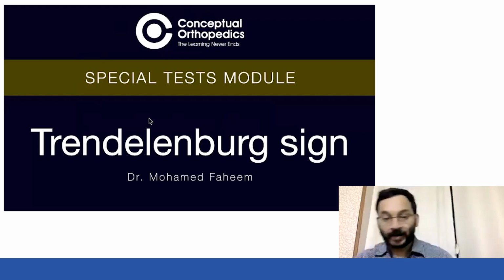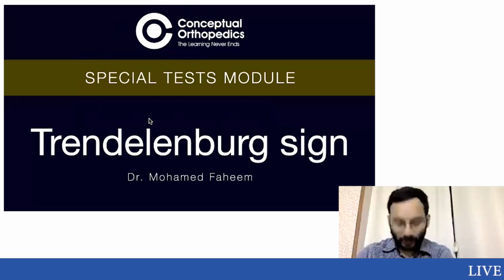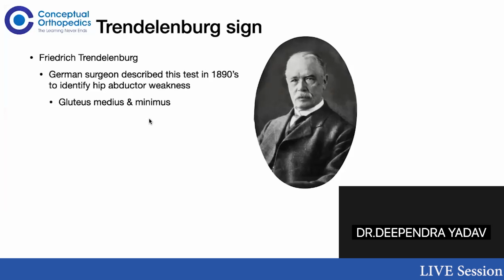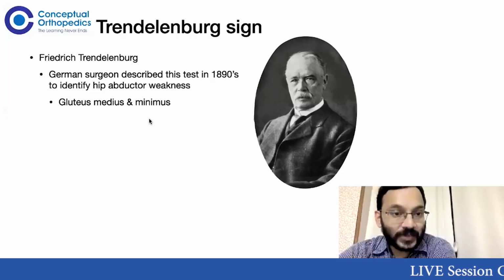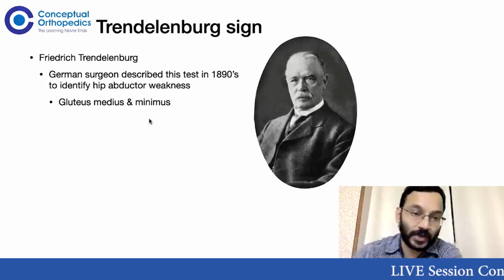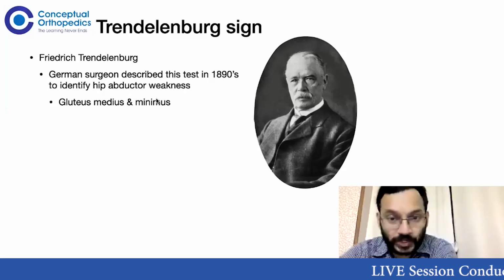Okay, fine. So, say Trendelenburg sign. Trendelenburg has significance because he's a German surgeon who found out a lot of different things. Back in 1897 is when Trendelenburg described the Trendelenburg sign for pathological hip abduction issues. So that's Frederick Trendelenburg. Around 1897 is when he described this particular test for identifying hip abductor weakness. The hip abductors in question here are the gluteus medius and the gluteus minimus.